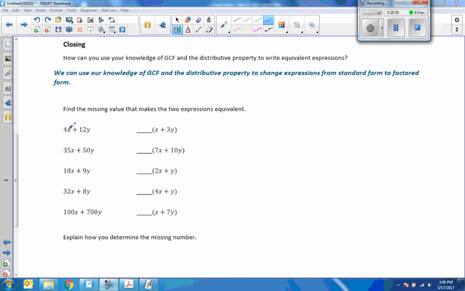Okay, so what I would do is take 4x divided by x. What's missing? 4. 4 times 3 is 12. 35 divided by 7 is 5. 50 divided by 10 is 5. 18 divided by 2 is 9. 9 divided by 1, 9. I always check the other one. 32 divided by 4 is 8. 8 divided by 8 is 1. 100 divided by 1 is 100. 700 divided by 7 is 1.